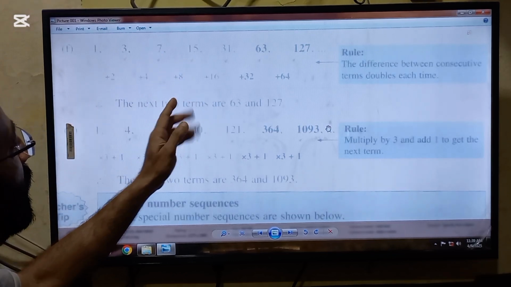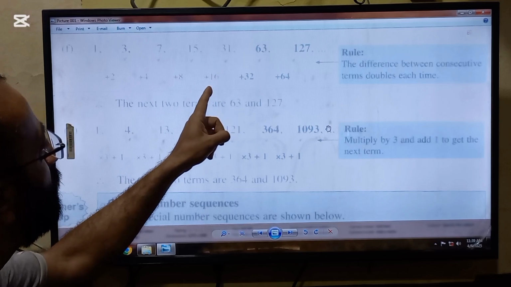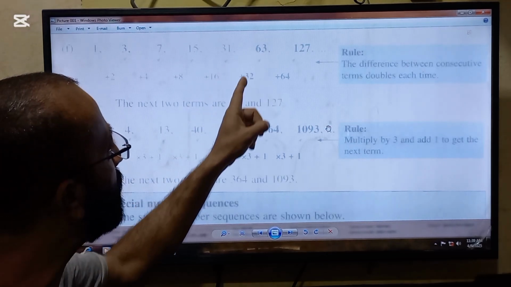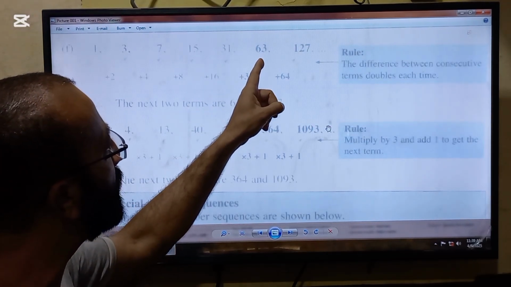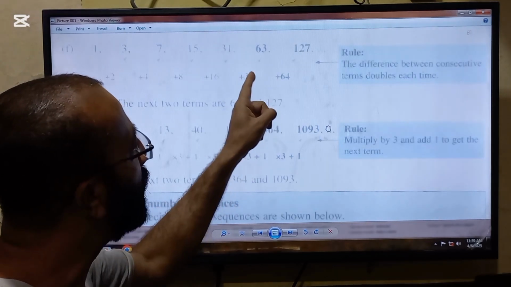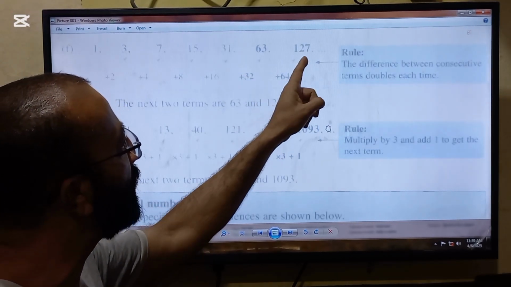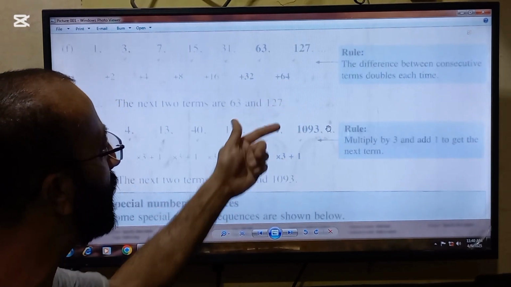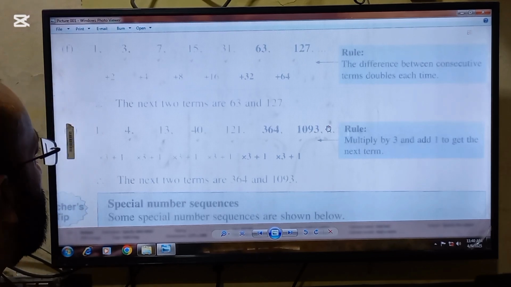So double the difference. So here will be the difference plus 16. Next difference should be plus 32. That will give us the result 63. Next difference should be plus 64. That will give us the result 127. So these are the two next terms.